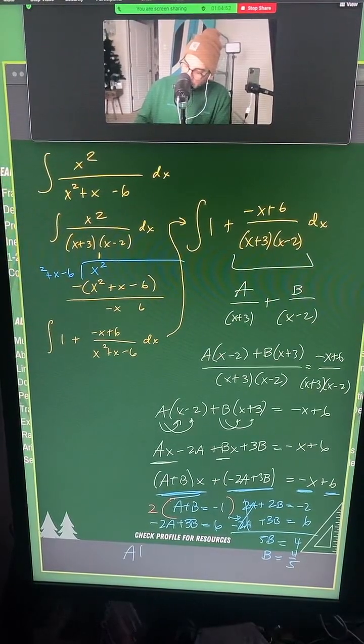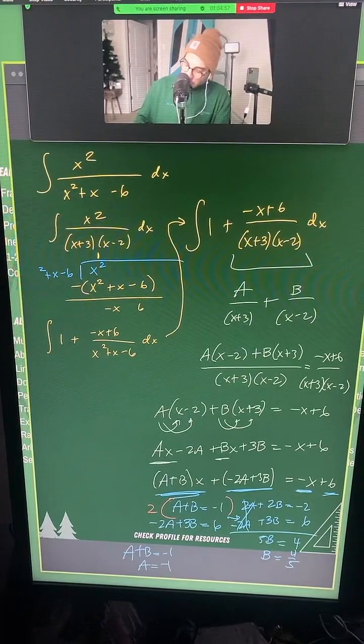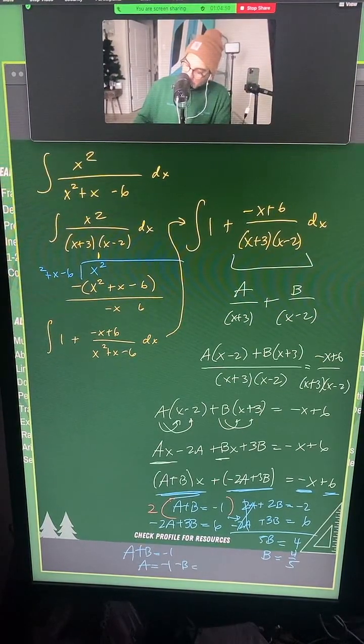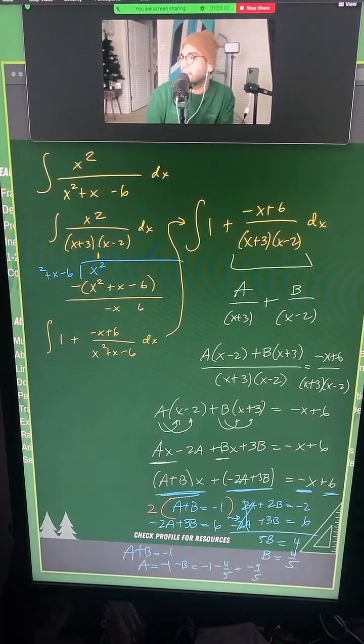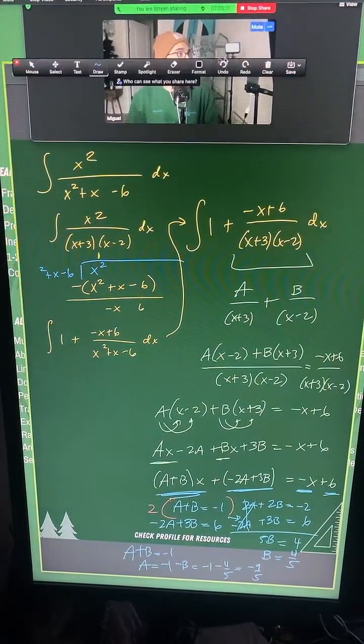Well, remember, a plus b is equal to negative 1. So a is equal to negative 1 minus b, or negative 1 minus 4/5. And that's going to be negative 9/5. Okay, so let me make this smaller so that we can see everything. And then we're almost done.